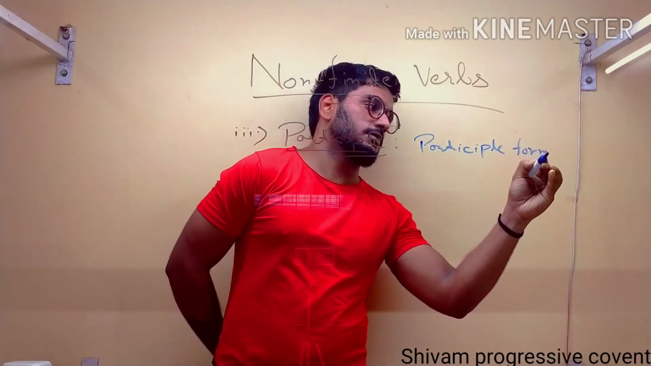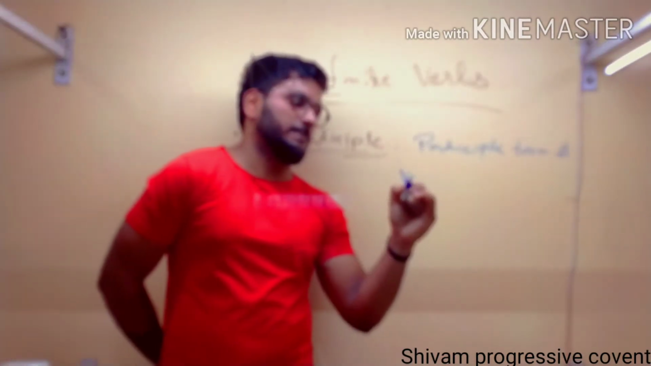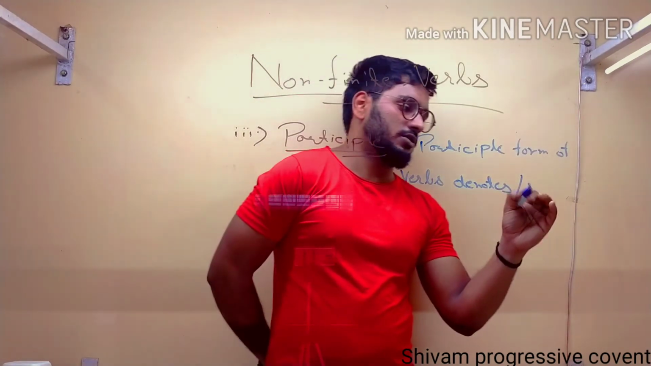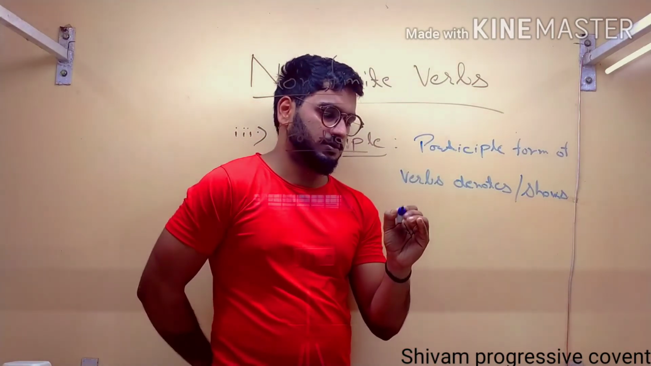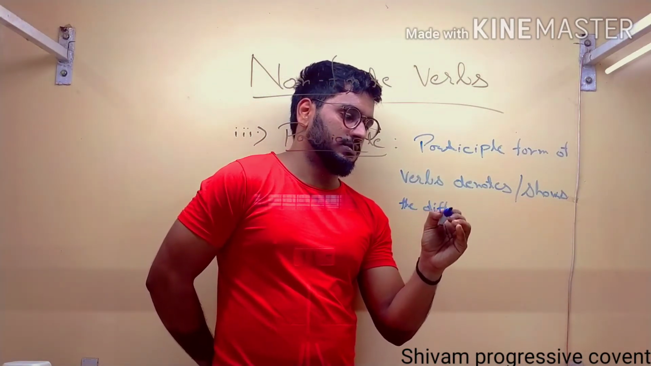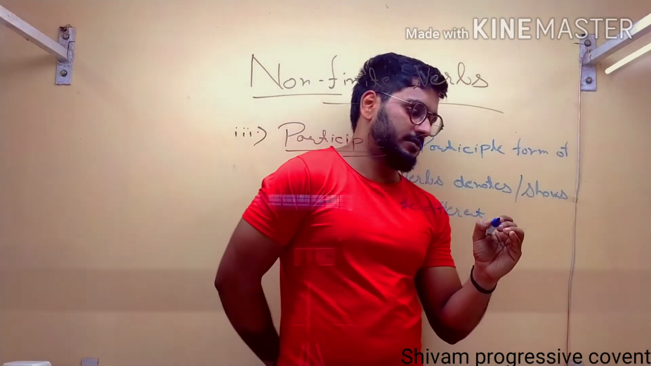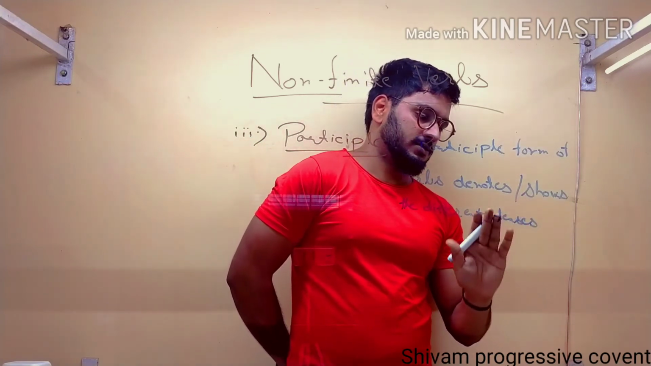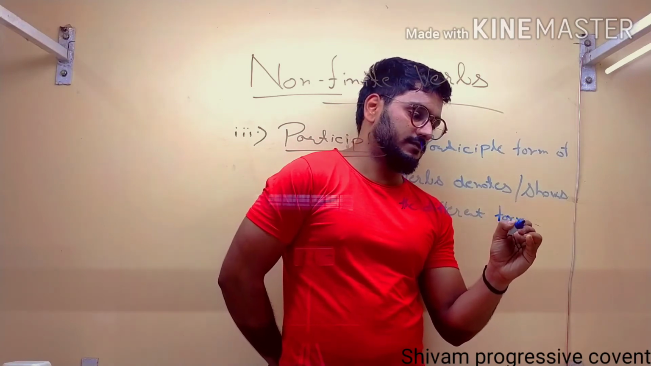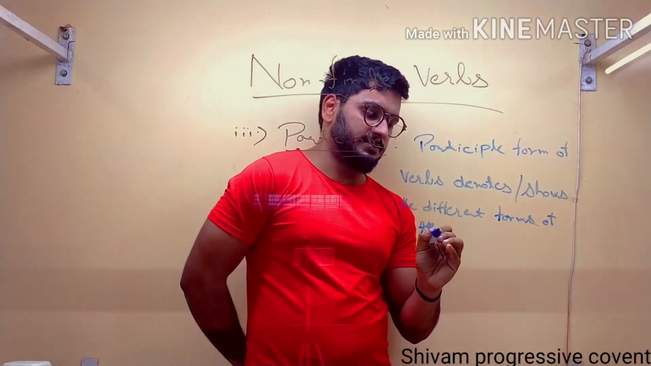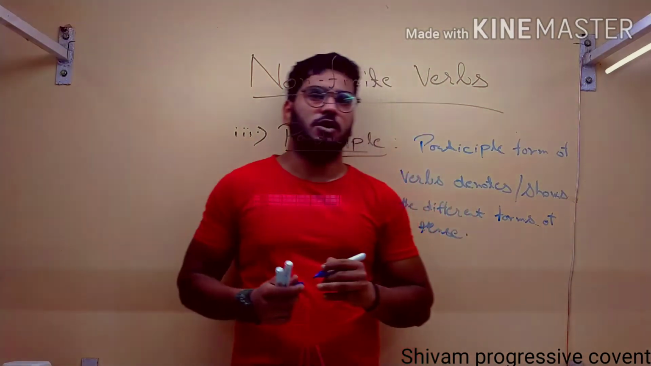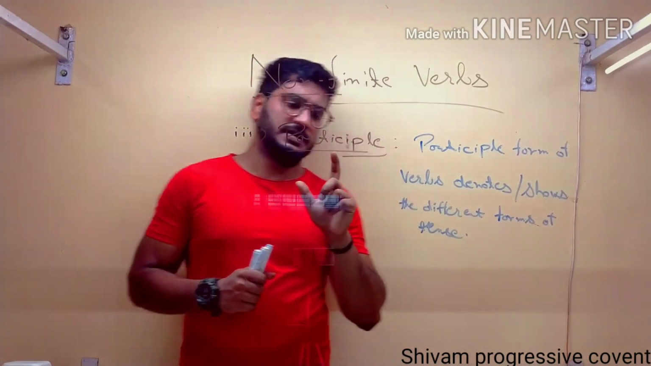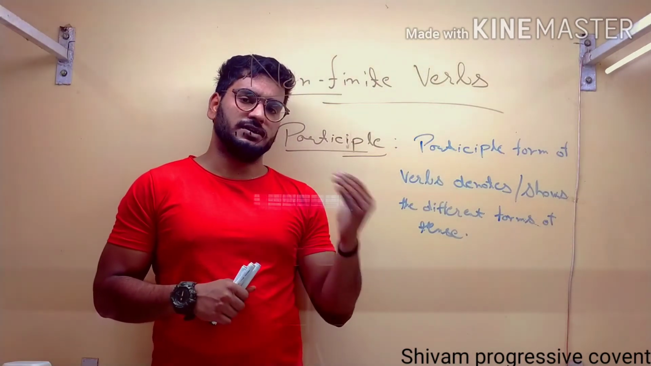Participle form of verbs denotes or shows the different tenses, the different forms of tenses. Either it is in perfect or it is in present. If it is in present, then there will be a present participle. If it is in perfect, then it will be in past participle form.